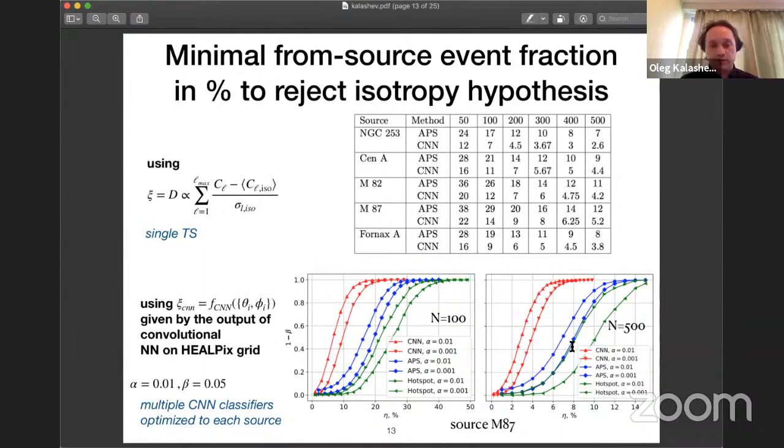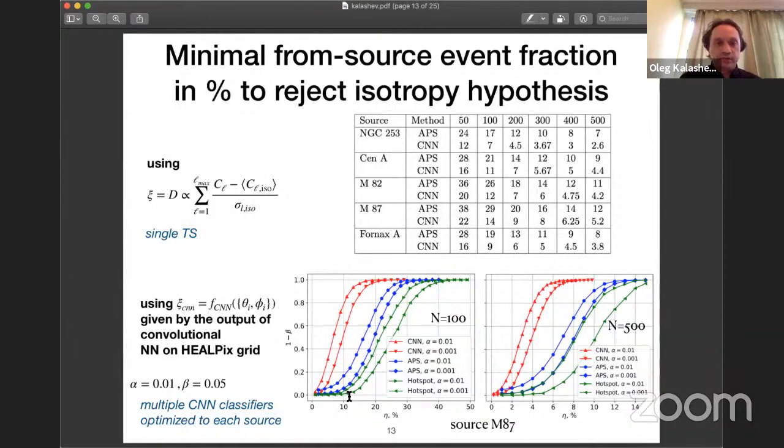And at the bottom of the figure, I show the dependence of the true negative rate on the parameter eta. You see that with the convolutional neural network-based test statistic, we always outperform the angular power spectrum-based test statistic, and also the hotspot-based test statistic, which was mentioned in the beginning.